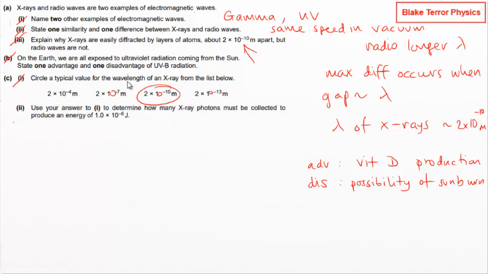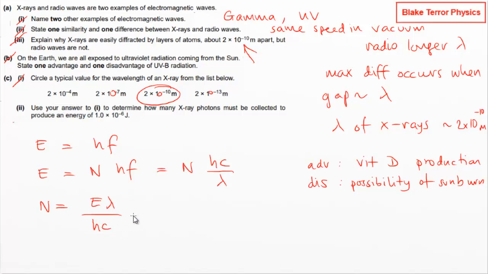Use your answer to this part to determine how many X-ray photons must be collected to produce an energy of 10 to the minus 6 joules. So the energy of one photon is hf. So the energy of lots of photons is going to be N lots of hf, except of course we're working with wavelength here. So that is N lots of hc over lambda. We want to get N, so N is going to be E times lambda over hc.